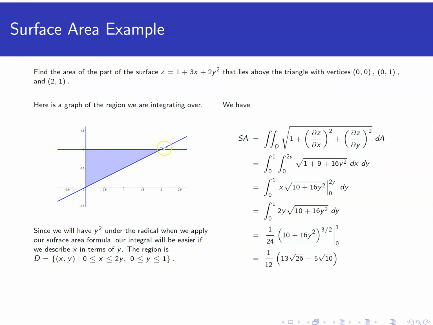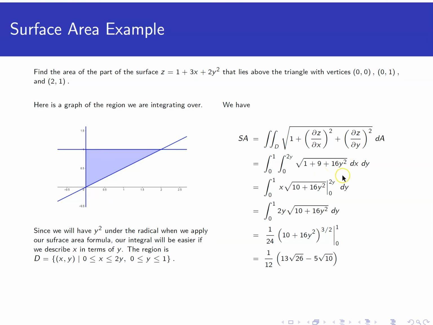So this region is not really telling us what order to integrate with respect to, but let's look at our integrand. When we look at our surface area, when we do the square root of 1 plus the sum of the partials squared, we notice that we get a y squared under our radical, and the x term goes away when we take our partial.